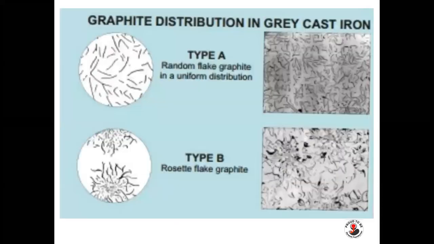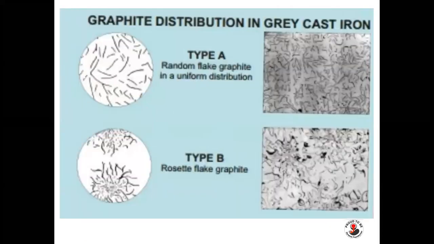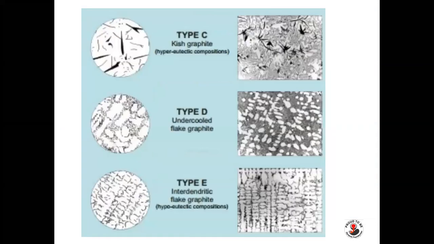You can see here A-type microstructure, B-type microstructure, C, D, and E-type microstructure. So we normally prefer to have A-type microstructure where random flake graphite in a uniform distribution is most desirable. And to get this A-type microstructure, your inoculation practice will play an important role.